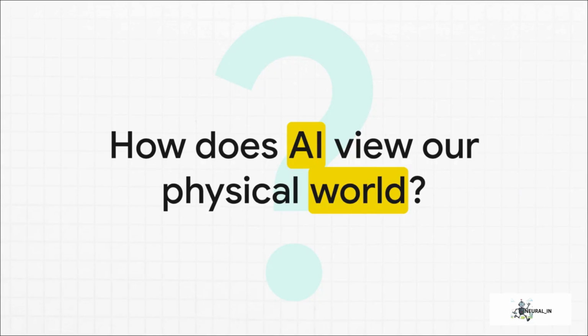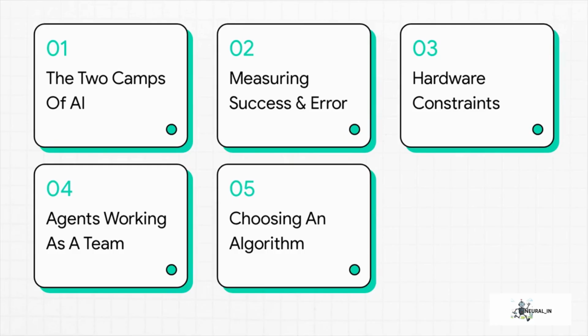So let's kick things off with a massive question. How do these algorithms actually translate real life into math? I mean, how does an artificial intelligence view our totally messy, unpredictable physical world? Well, it turns out AI generally approaches reality using one of two entirely different philosophies. And here's the kicker. Choosing the wrong one will completely break your system, wasting your time, your money, and some serious computing power.